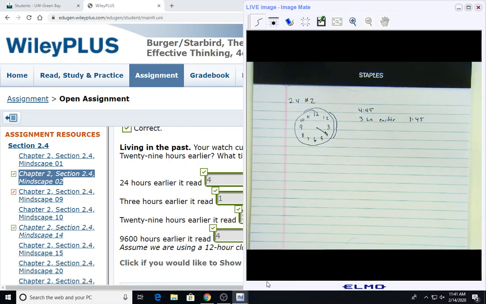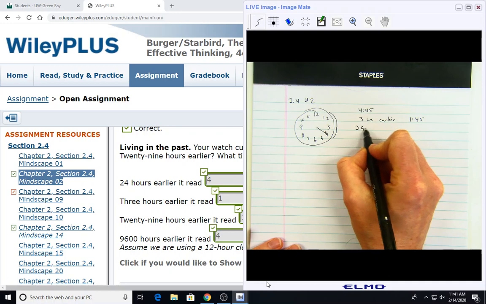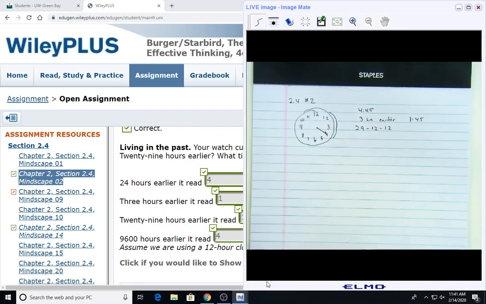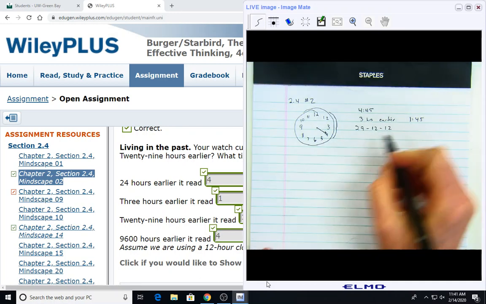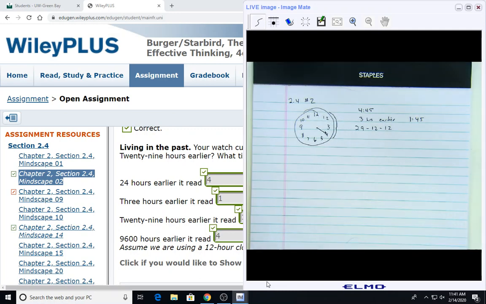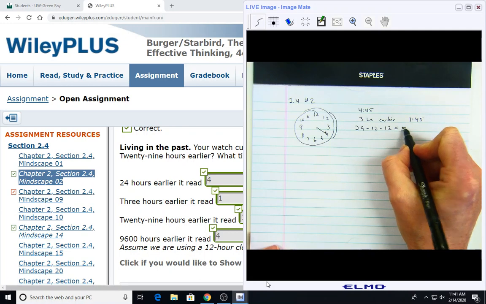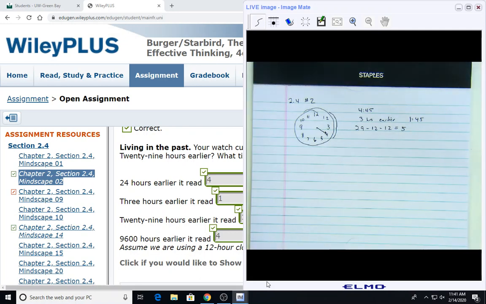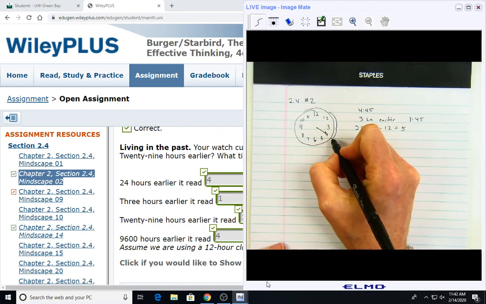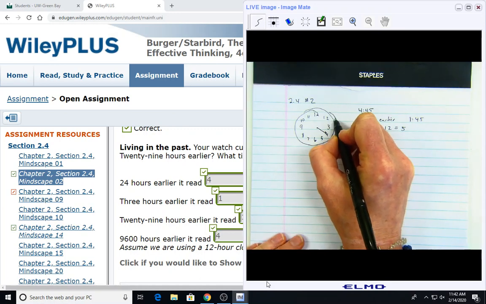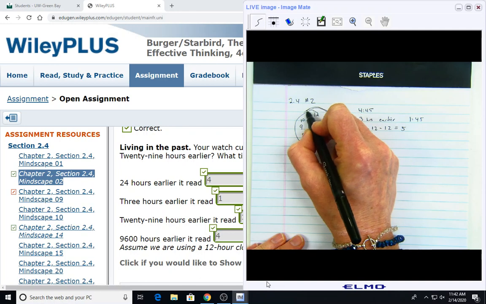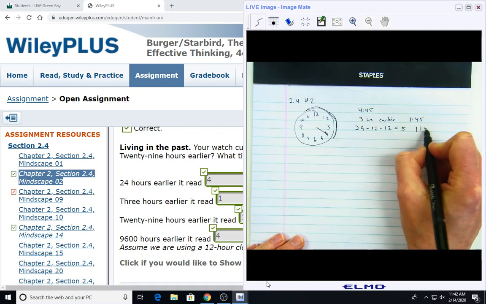29 hours earlier, you'll need to take away multiples of 12, because every time 12 hours go around, we're still back at 4:45. So take away multiples of 12, and then we're down to 5 hours. So I really want to know 5 hours earlier, and that will be the same as 29 hours earlier. Starting with my hour hand on the 4, 1, 2, 3, 4, 5. So 11:45.